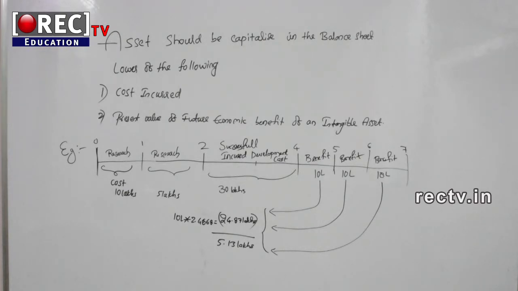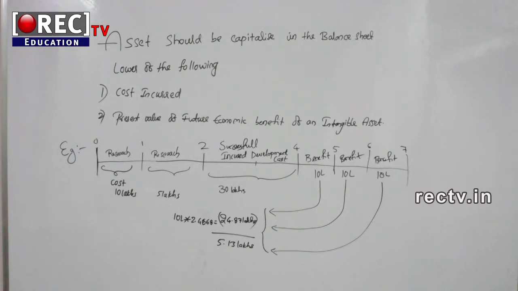Next, in the fourth to fifth year, fifth to sixth year and sixth to seventh year, you have derived benefit from such development cost. So in the fourth to fifth year you have got a benefit of 10 lakhs, in the fifth to sixth year a benefit of 10 lakhs, and in the sixth to seventh year also 10 lakhs. Now here the discount rate is given as 10%.